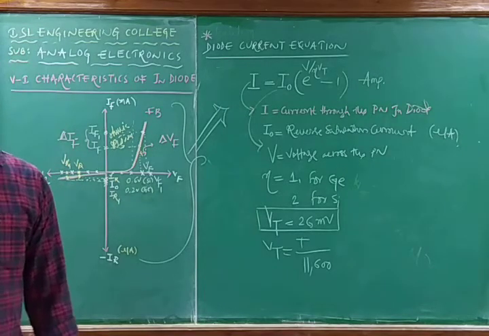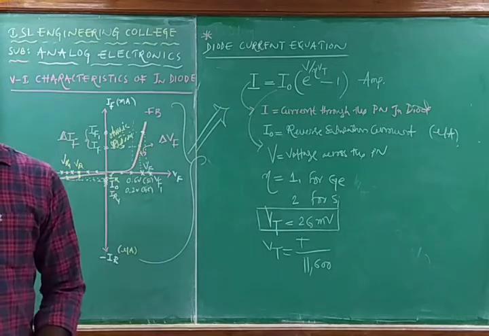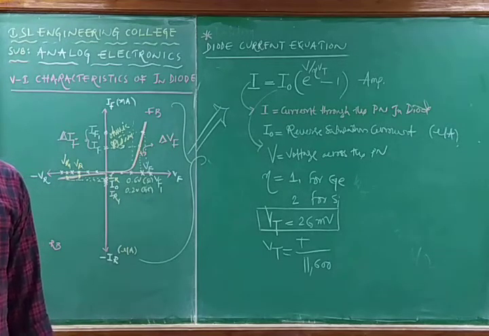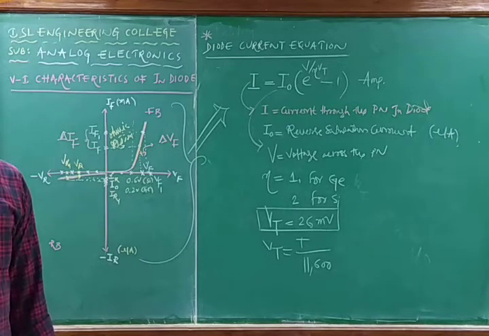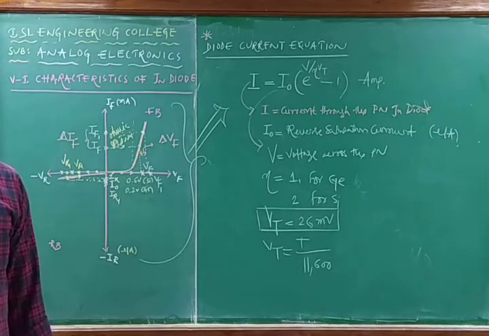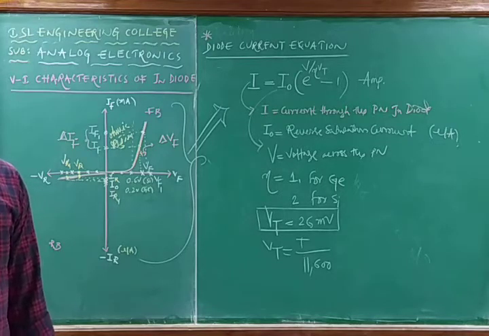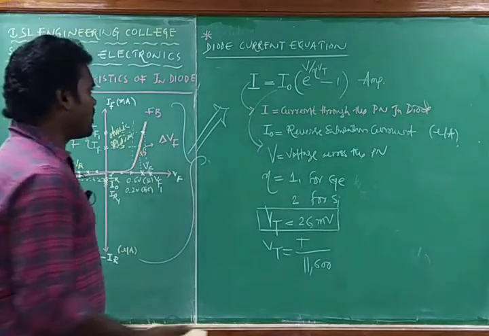First problem: a silicon PN junction diode has a reverse saturation current of 7.12 nanoamperes at room temperature. Then calculate the forward current if it is forward biased and connected to a voltage of 0.7 volts.